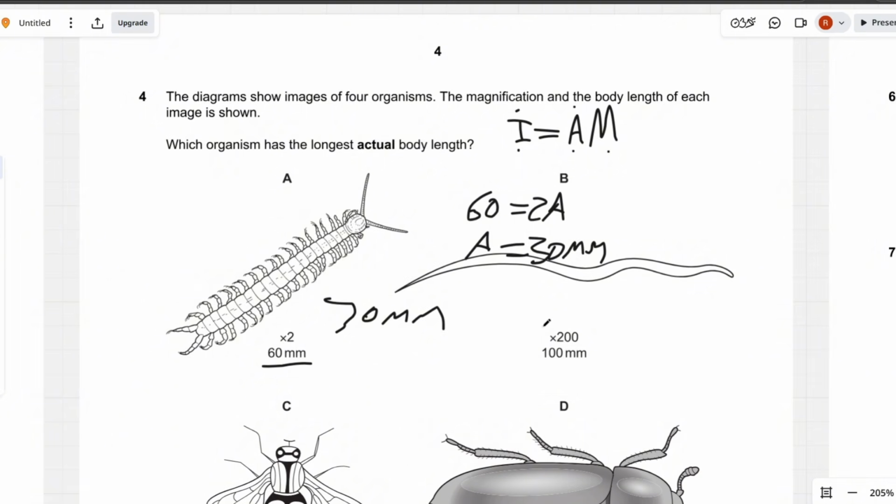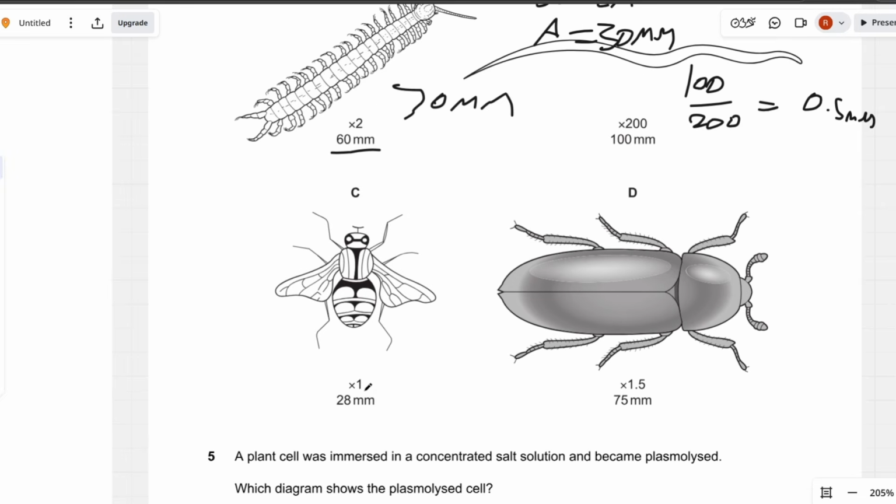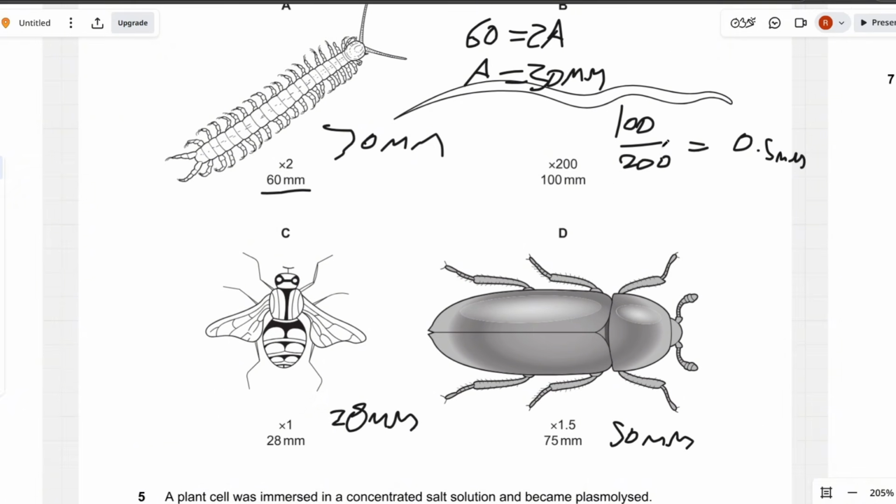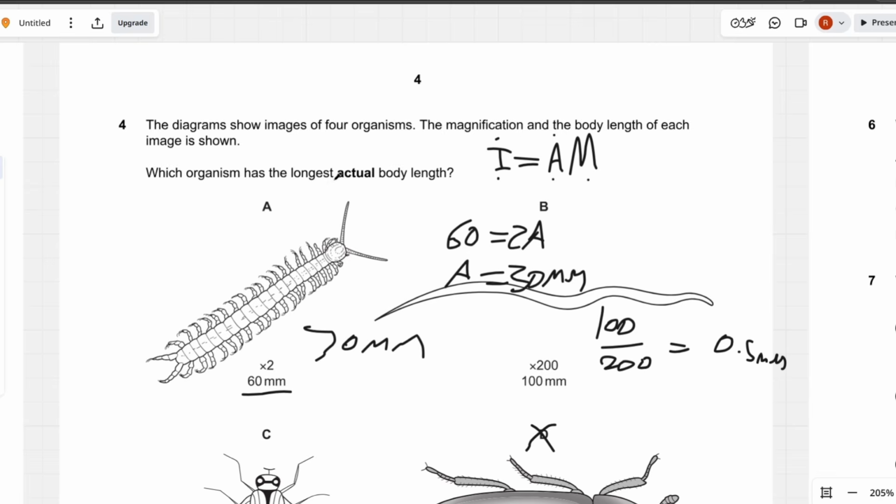For B, it's going to be the same thing. I'm just going to divide the image size by the magnification, so it's going to be 100 divided by 200. That's going to be half a millimeter. This one is going to be 28 divided by 1, so this is 28 millimeters. And 75 divided by 1.5 is 50 millimeters. As we can see, 30, 0.5, 28, and 50. 50 is the biggest number, so the correct answer is D, because they said which organism has the longest actual body length.